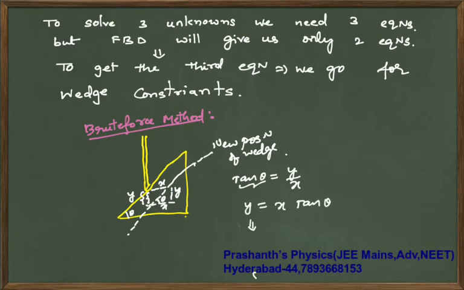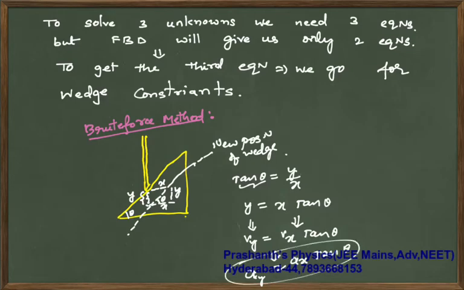You differentiate it. Vy is equal to Vx into tan theta. Tan theta is constant, I don't need to differentiate it. Once again, if you differentiate, you will get Ay is equal to Ax tan theta. Now take this back and substitute these values into the original equation.